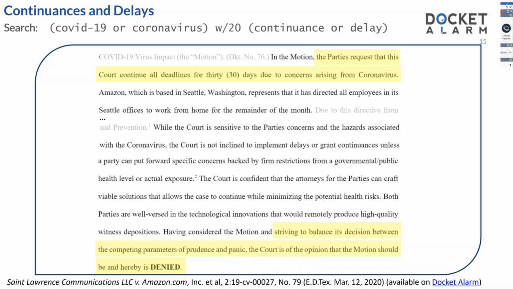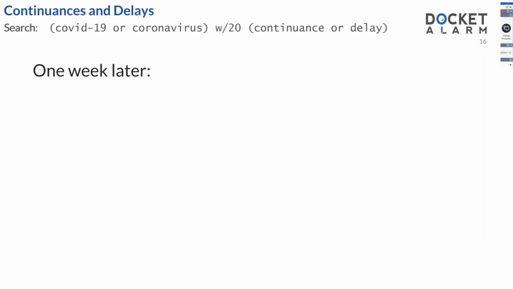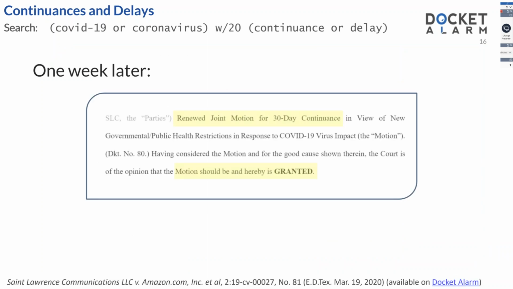So here is actually a denial of a continuance in the Eastern District of Texas. I never thought I'd be doing a webinar on continuances of all things, but here we are. There is a follow-up to this particular case. Notice that this particular order was issued on March 12th, which is now 2 weeks ago. About 1 week later after this order came out, the parties in that case issued a renewed joint motion for a 30-day continuance, and the court actually granted it.